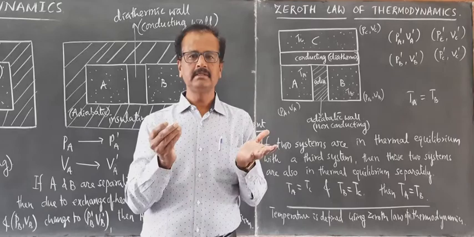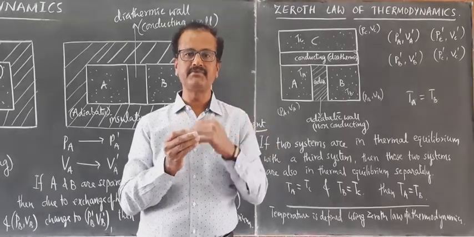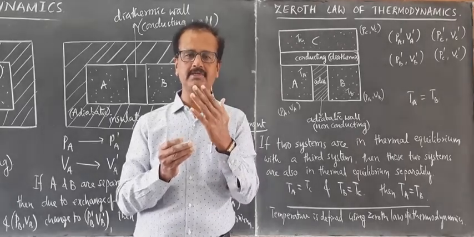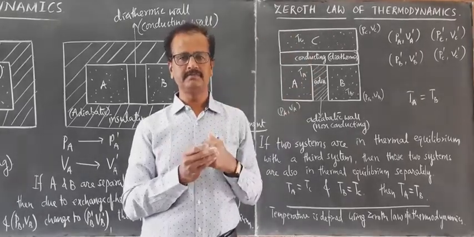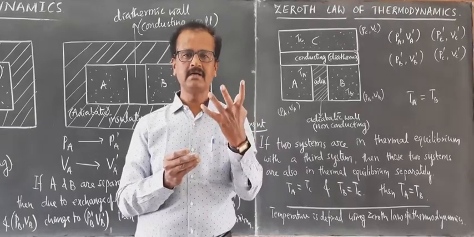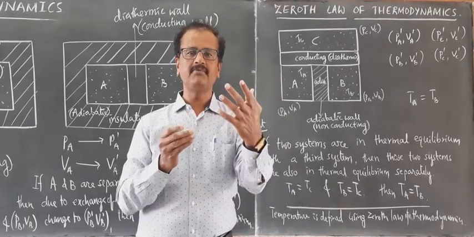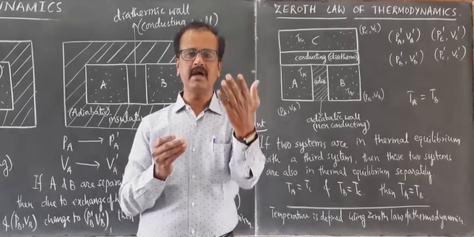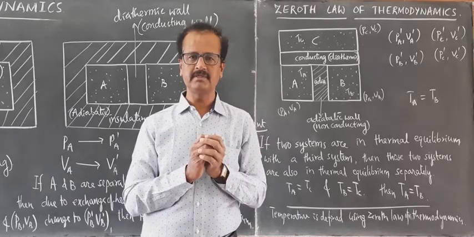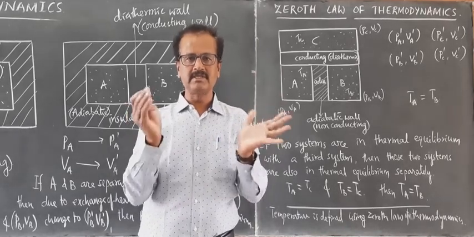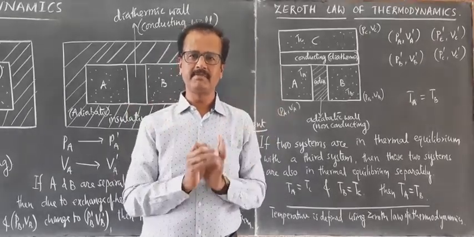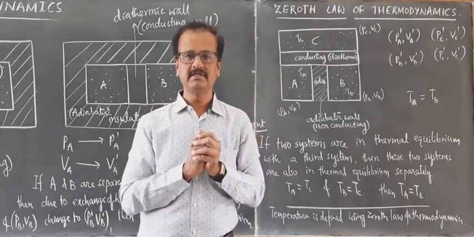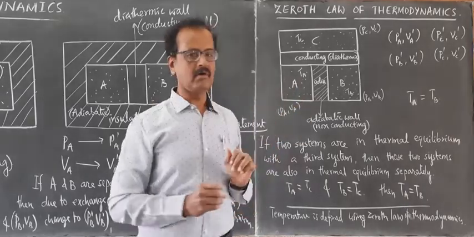And we know that as long as there is a temperature difference, there is a transfer of heat from a system at high temperature to a system at low temperature. As long as the temperature difference exists, there is a flow of heat. So once both systems attain the same temperature, there is no further flow of heat, there is no exchange of heat. This is the meaning of the zeroth law of thermodynamics.